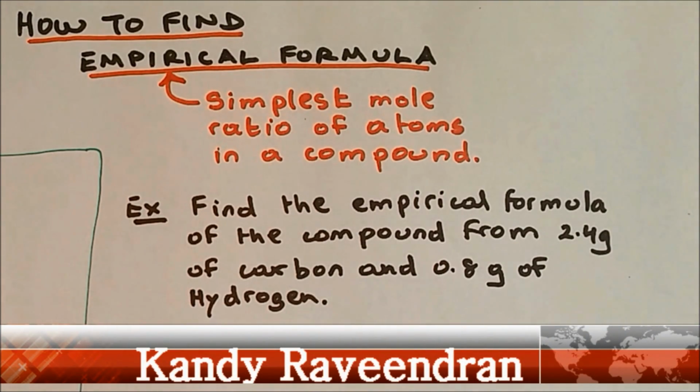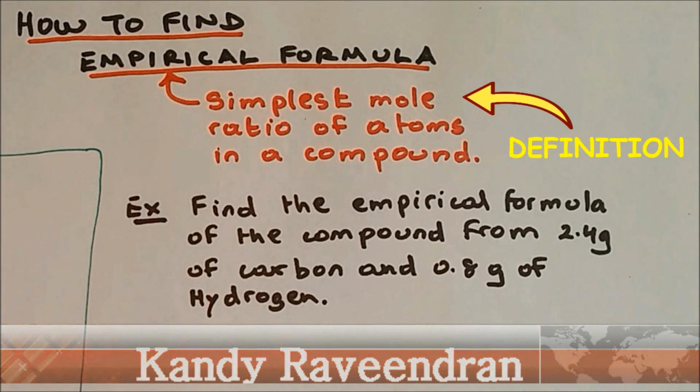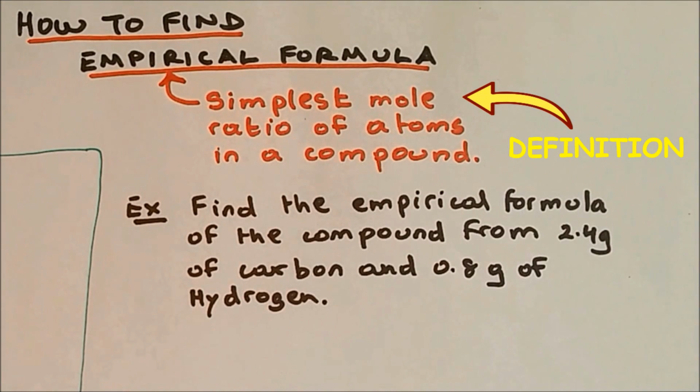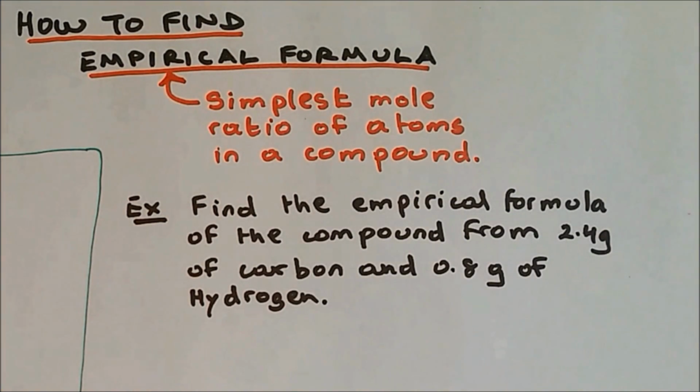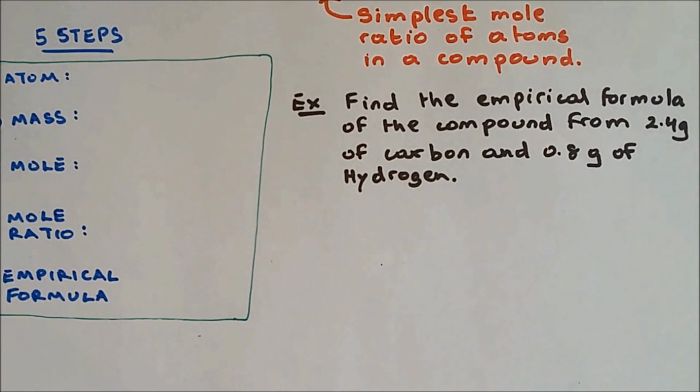In this video, I'm going to show you how to find empirical formula using 5 simple steps. Okay, what is empirical formula? Empirical formula is the simplest mole ratio of atoms in a compound. It's okay if you don't understand the definition, but after you find out how to find the empirical formula, you will fully understand the definition.